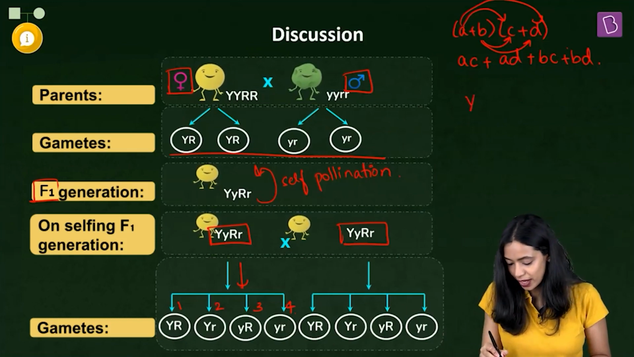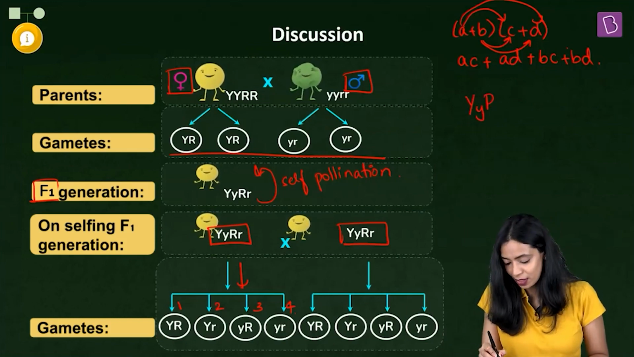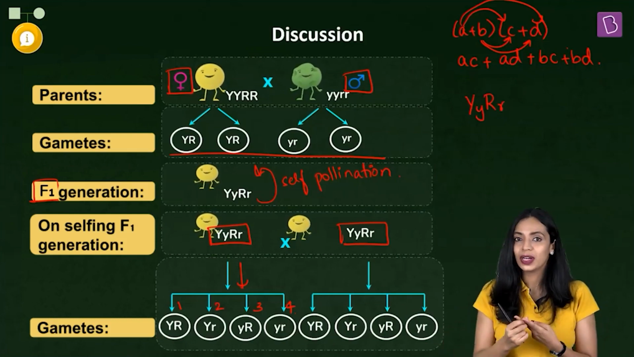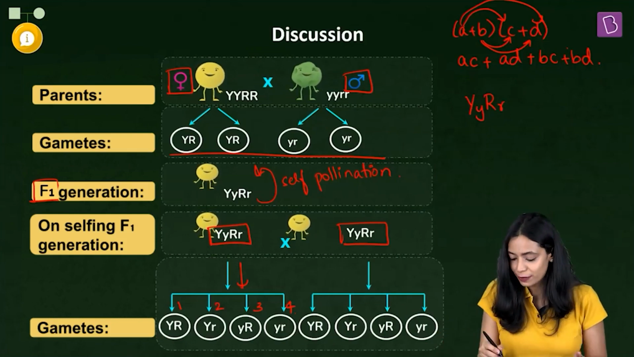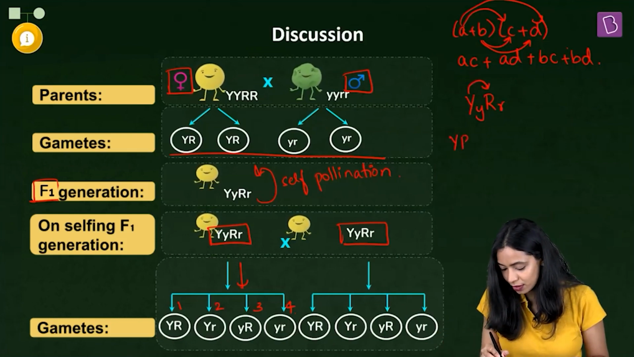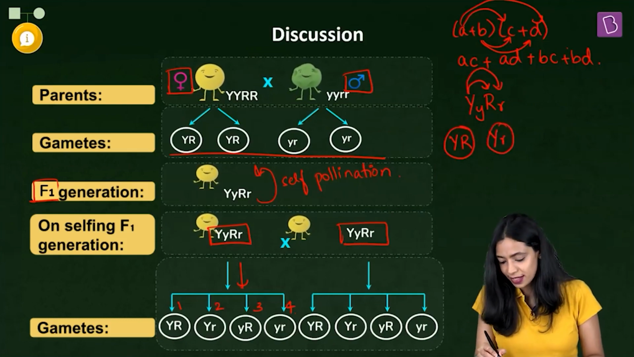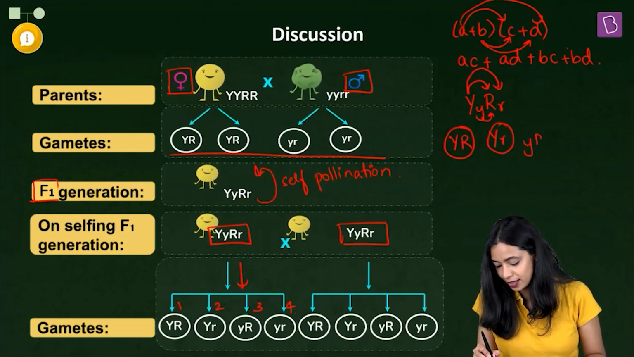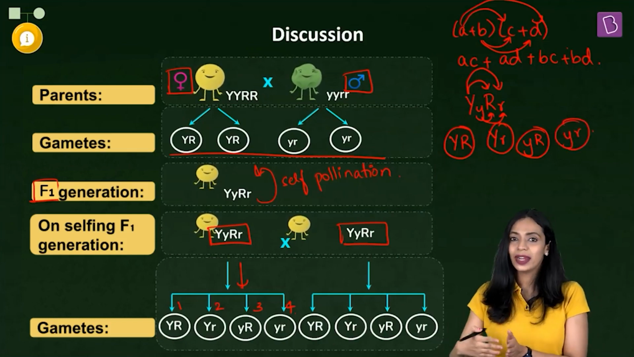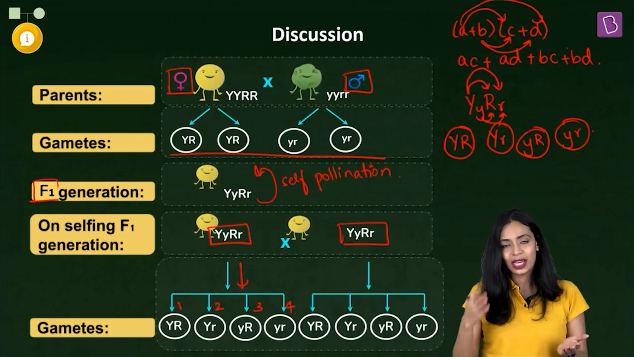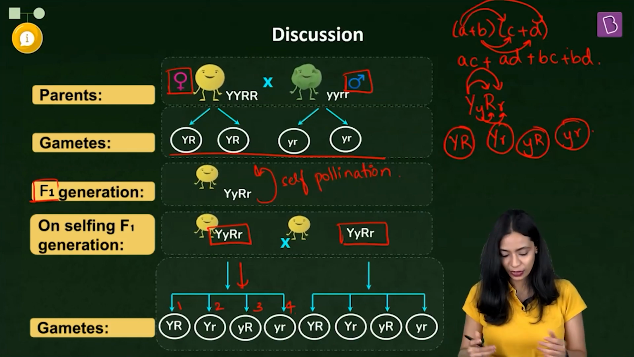In this case, the genotype is capital Y, small y, capital R, small r, and I know that every gamete should have 2 alleles, 1 for each character. So what I first do is capital Y with R, this is one type of gamete. Next, capital Y with small r. What I do next is consider small y with capital R, and small y with small r. This way you get 4 different types of gametes, okay? Since both the parents have the same genotype, both will produce the same 4 types of gametes.